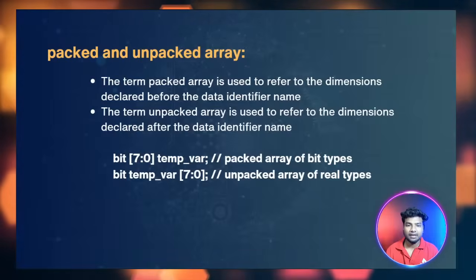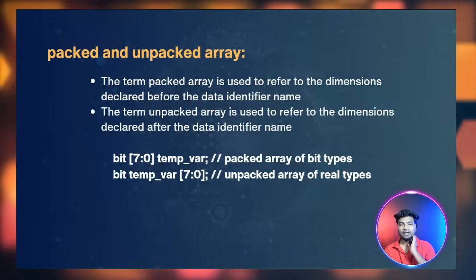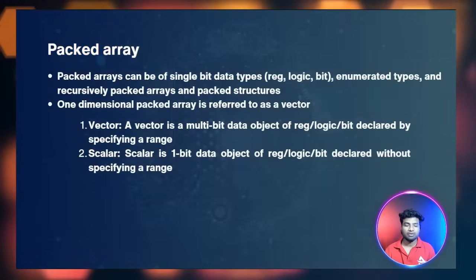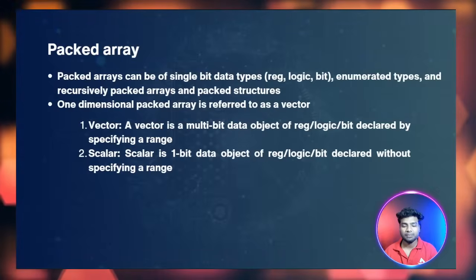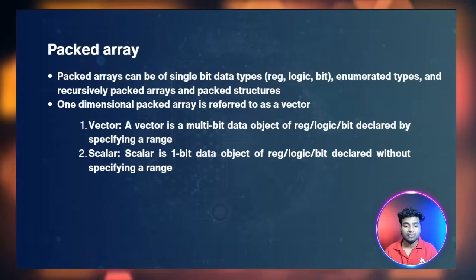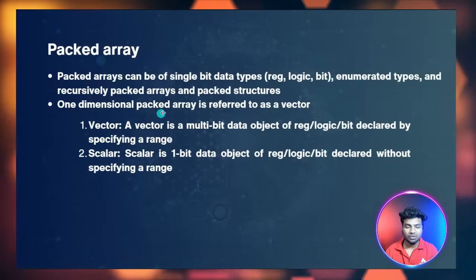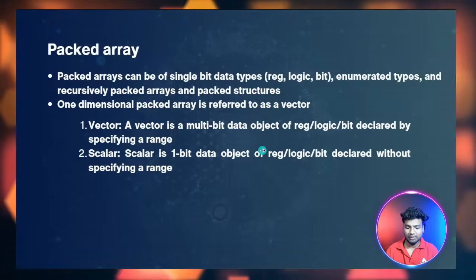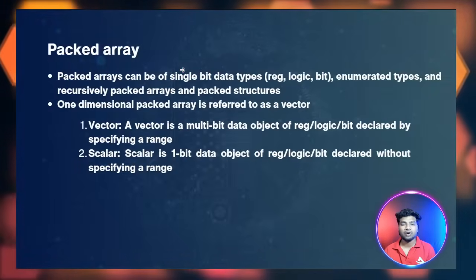Basically, packed arrays are contiguous in nature. Contiguous is nothing but creating the memory locations next to each other. I will show what is contiguous and what is non-contiguous. A packed array can be a single bit data type, like logic or bit. Enumerator types and recursive packed arrays are packed arrays and packed structures, so enum is also one kind of packed array. A one-dimensional packed array is referred to as a vector. Packed arrays are contiguous in nature.